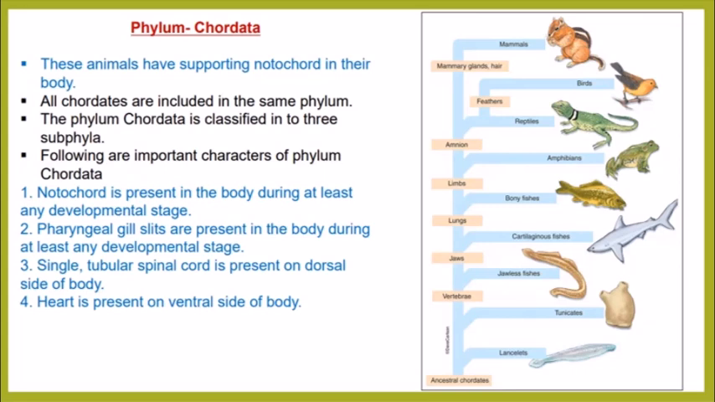Now, all the organisms which are included in phylum Chordata are divided into three subphylums. The three subphylums are Urochordata, Cephalochordata, and Vertebrata. Now, in vertebrates, the notochord is replaced by the vertebral column.